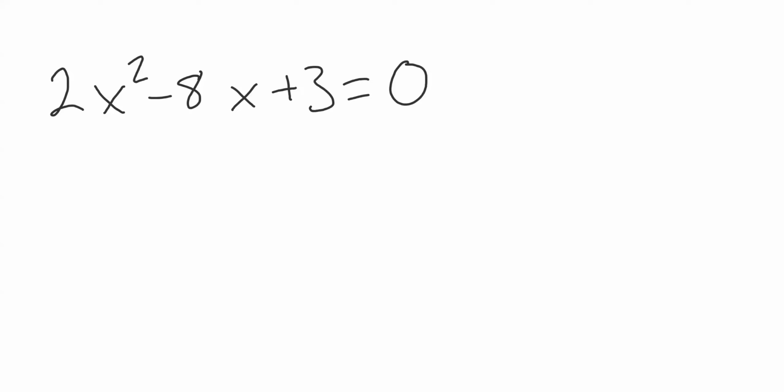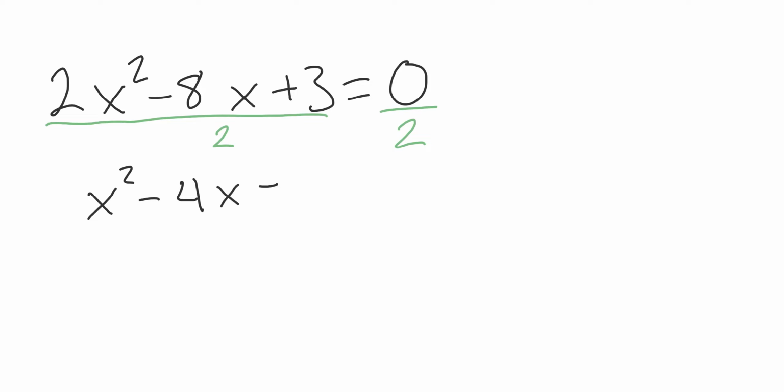All right, so we've got our 2x squared minus 8x plus 3 equals 0. All right. If we want to solve this by completing the square and using the square root property, we first have to get rid of the coefficient on our very first term. So first, we're going to divide both sides by 2. And in doing so, we end up with an x squared minus 4x plus 3/2 equals 0.